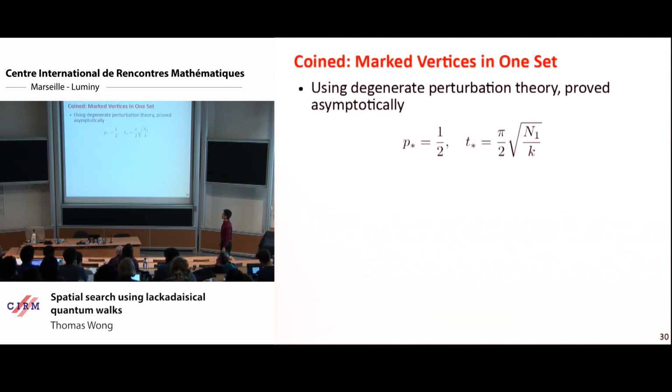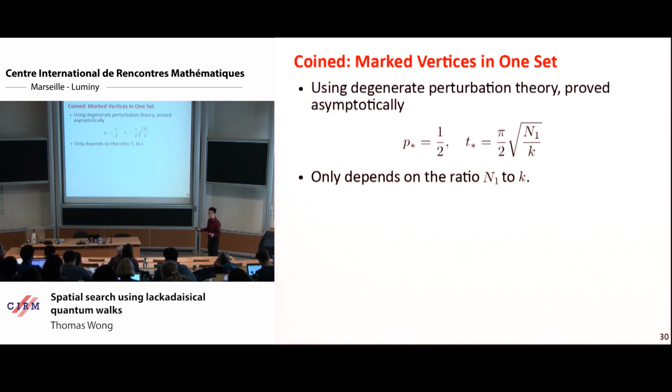We were able to prove this analytically: the success probability reaches a half, as you saw in the previous graphs, and the time at which you reach that probability only has N1 and K in it. There's no N2, so the number of vertices in the second set doesn't matter. Again, the only thing that matters in the runtime is a ratio of N1 and K, so only the first set's properties. Any questions?